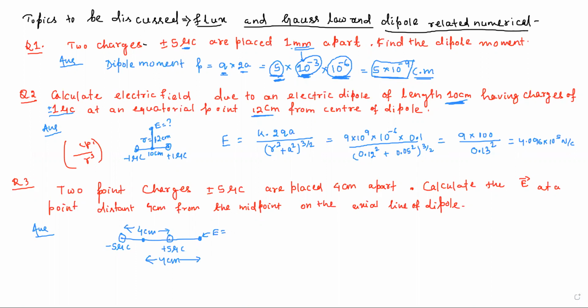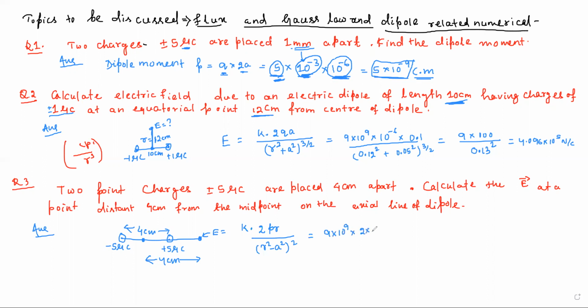In this case, question number 3, we have to find the electric field on the axial line. The axial line formula is another formula, with charge and distance: k into 2pr by (r square minus a square) whole square. So the k value is 9 into 10 to the power 9.